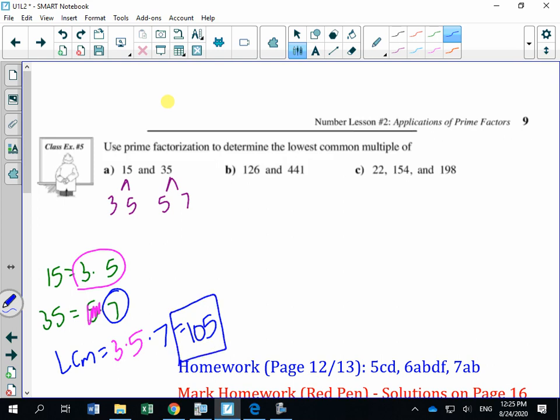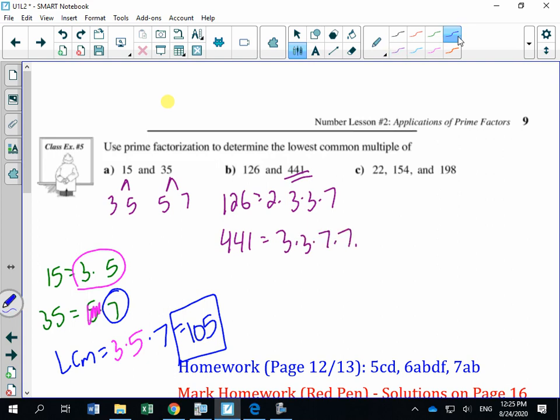Let's do B. Now, you guys could do your factor tree if you want to. You could pause this and do your factor tree. I'm going to give you the prime factorization though, because I know you guys are good at the factor trees, right? We just need practice on figuring out lowest common multiple. So you guys can write the prime factorization of 126. It's 2 times 3 times 3 times 7. Okay? And 441, the prime factorization of that guy is 3 times 3 times 7 times 7.